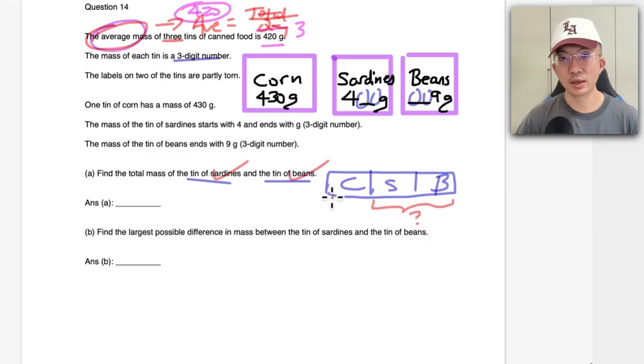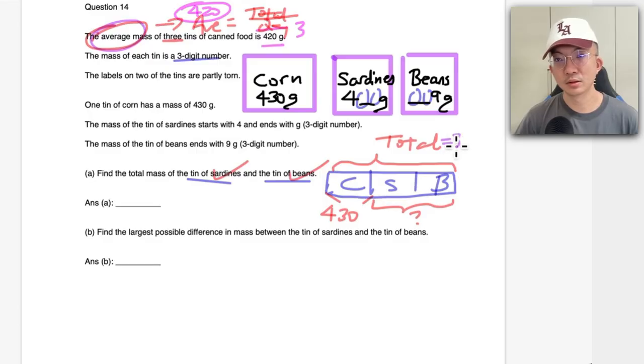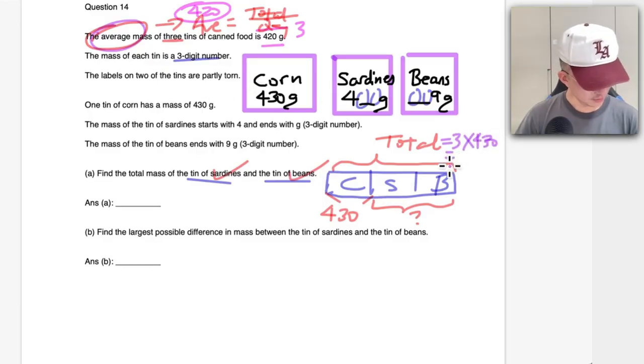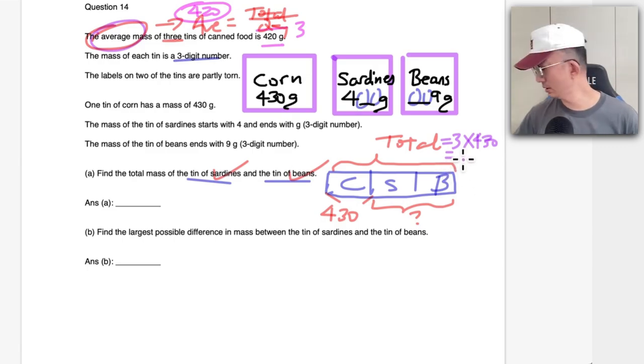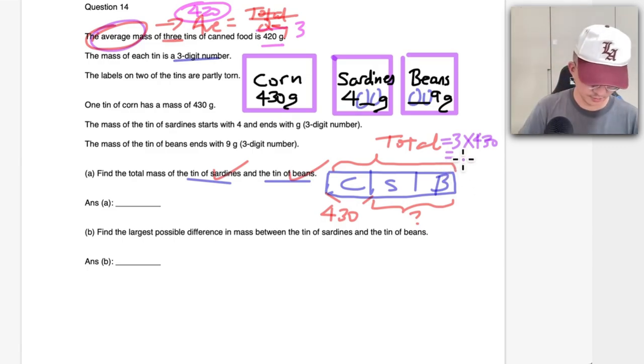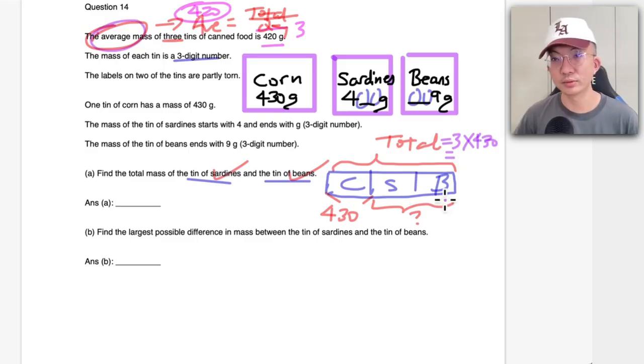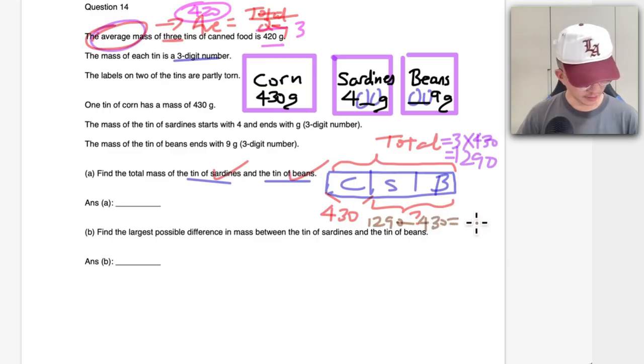And we have 430, which means the go-to step is what's the total? The total will be 3 times 430, which is equal to a number. Where's my calculator? 3 times 430 is 1290. And this is a part-whole model. So after you take 1290 minus 430, you will get 830.